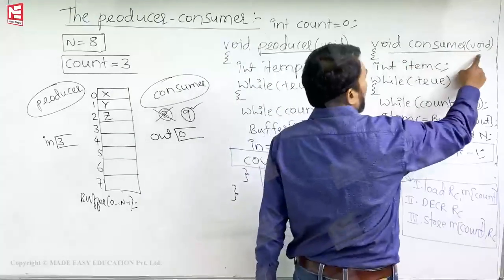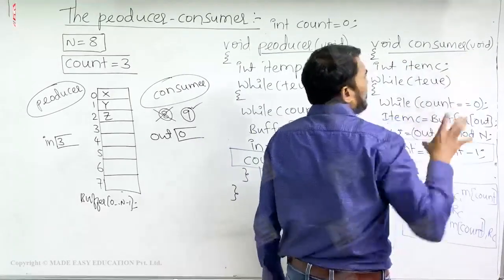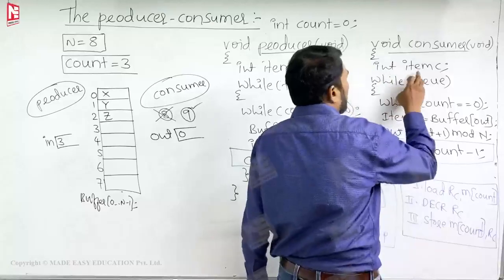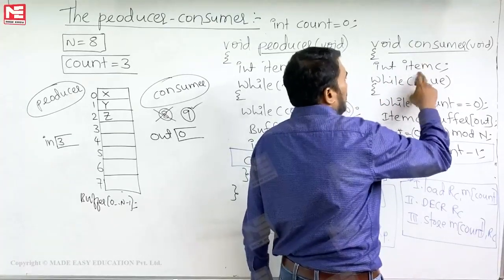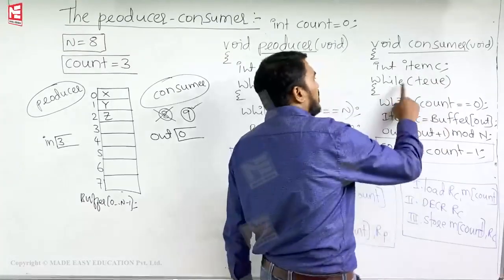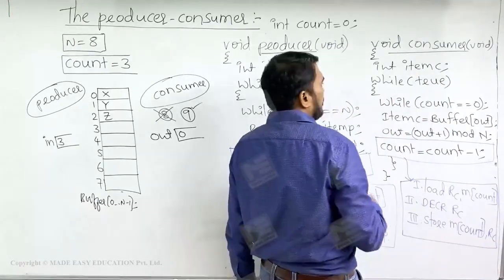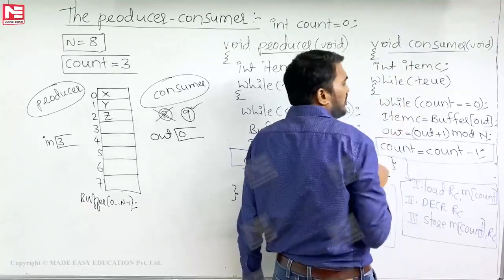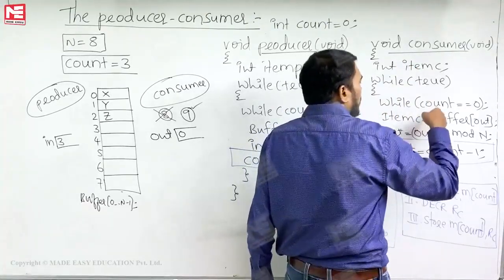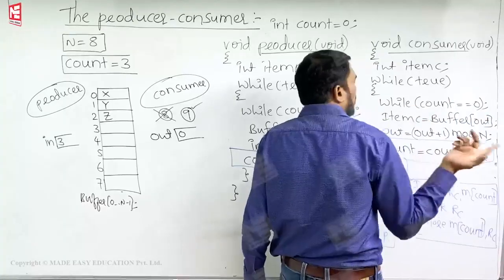Now void consumer void. Void means you are not passing any variable. And next, integer item C. We are going to consume the item in item C here. I am declaring item C. So while true is an infinite condition. Infinite condition means whenever you schedule it, it will execute, but based on the next statement only. If this condition is true, it will stop here, and if the condition is false, it will continue.